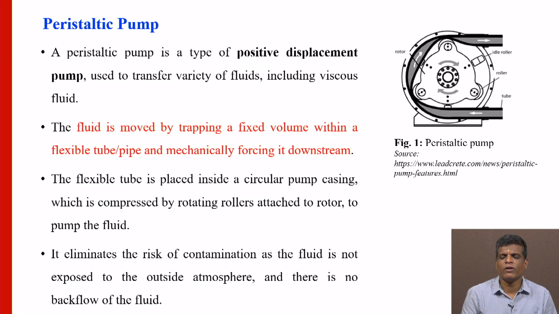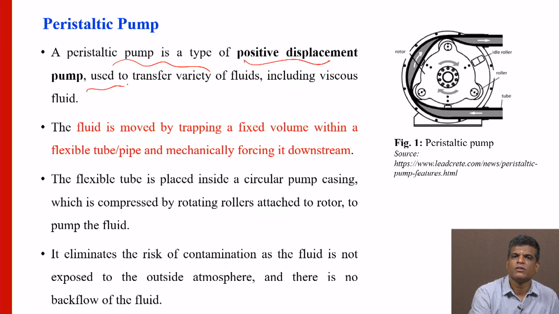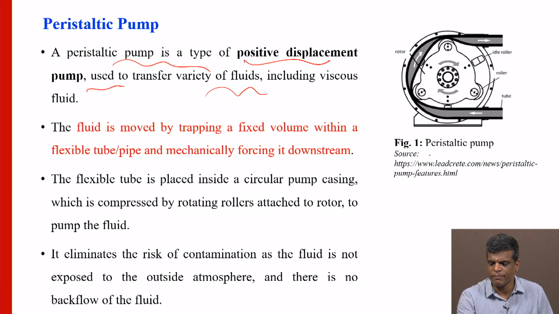So we will discuss the different types of pump one by one. The first one is the peristaltic pump. The peristaltic pump is a type of positive displacement pump. It is used to transfer a variety of fluids, including viscous fluids. You can see here the peristaltic pump. There is the roller here, then the tube here. It always goes this way. This way only the fluid is transferred through the tube.